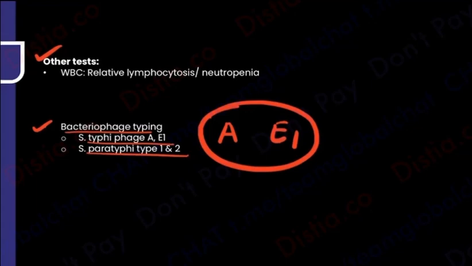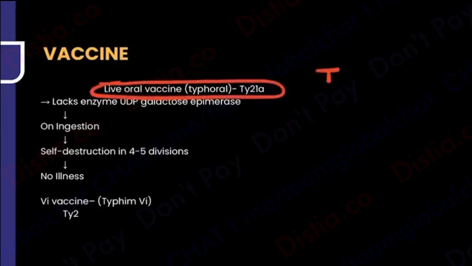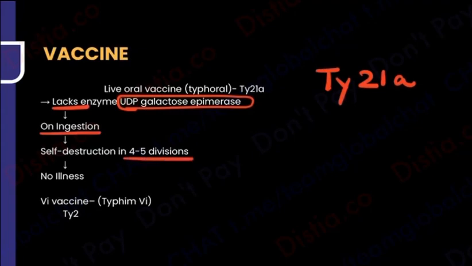Finally, coming to the last part of Salmonella typhi, and that is the vaccine. So you all know now we have a live oral vaccine called typhi-oral, TY21A. If you want to go into the details of this vaccine, please note that TY21A is going to lack an enzyme called UDP galactose epimerase. Till the time this enzyme is there, the organism is going to survive. I have removed this enzyme, so when this oral vaccine is given, within 4 to 5 divisions of the bacteria, it is going to die off. That's what is needed. You don't want the illness to occur. You just want 4-5 divisions to occur, immunity should be formed, and the bacteria should die off.